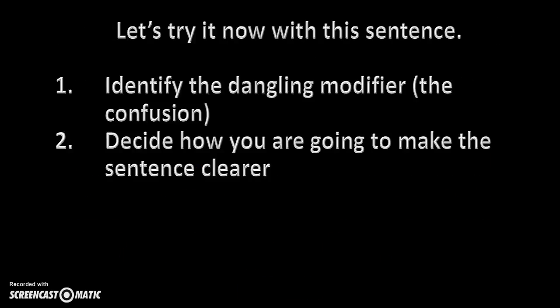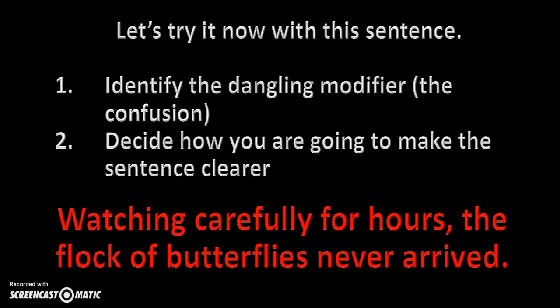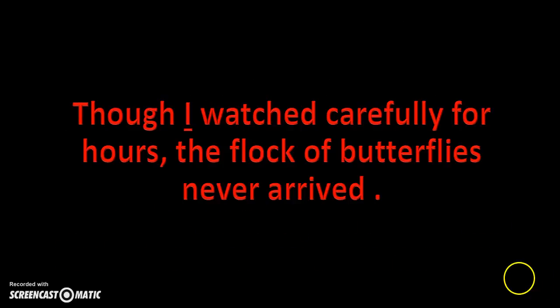All right, let's review what we did. We identified the dangling modifier, the thing causing the confusion, and then we made a decision on how to make that sentence clearer. Let's try it with this sentence here. Watching carefully for hours, the flock of butterflies never arrived. Well, who is watching carefully for hours? We've only got butterflies mentioned in the rest of the sentence. There is an implied subject here. The implied subject is the person speaking, or I. I watched for hours. In this case, I added a word though in there, and I said, though I watched carefully for hours, the flock of butterflies never arrived. So you can see how we identified it, then decided how best to clarify it and remove that dangling modifier.